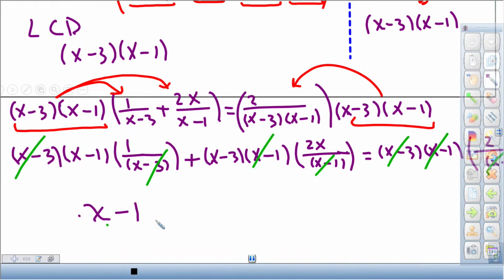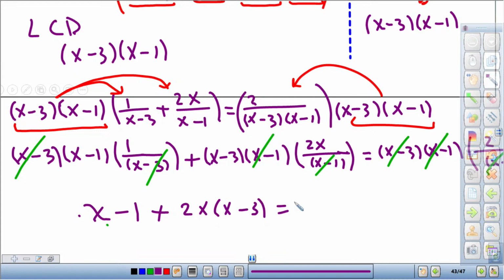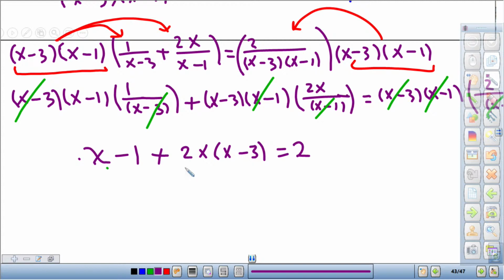x minus 1 times 1 is just x minus 1. Plus, how about here? I've got 2x times x minus 3. So basically 2x times x minus 3 equals. You just told me that this is just going to be a 2 on this side of the equal sign. I'm not going to neglect, this is also going to be multiplied, this is going to be distributed here. So this is x minus 1 plus 2x squared minus 6x equals 2.